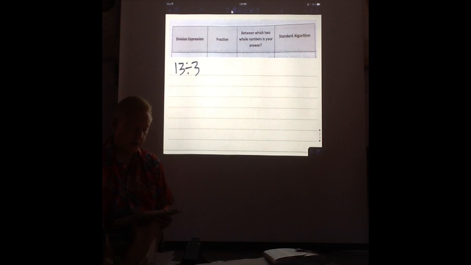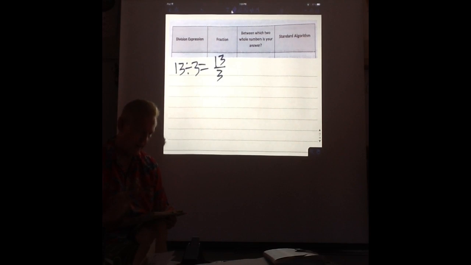I have a question for you. What's the answer going to look like? Because you guys already know, if you've been following the lessons, that it's going to look like a fraction, isn't it? Yeah. Because all fractions are division problems, and all division problems are fractions, aren't they? So what number would be on the top? A 13 would be on the top, and what's on the bottom?